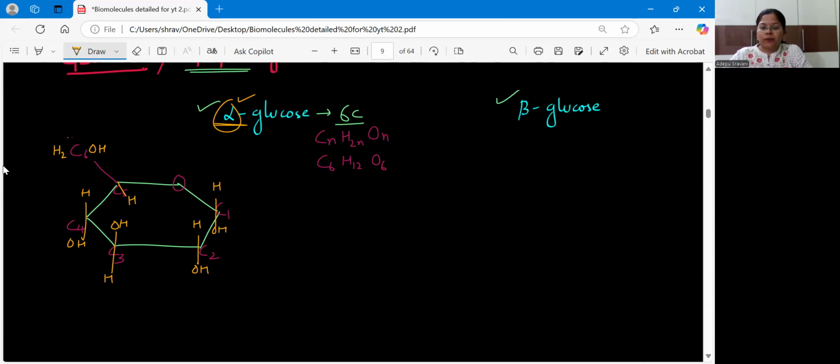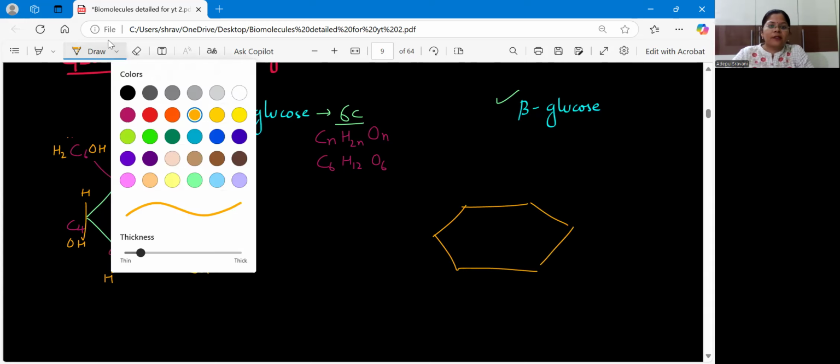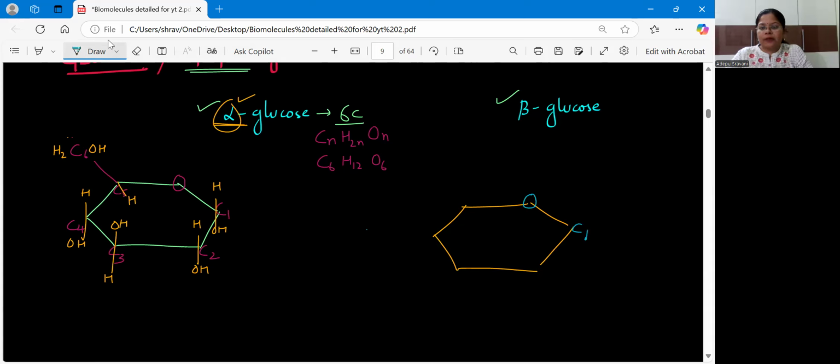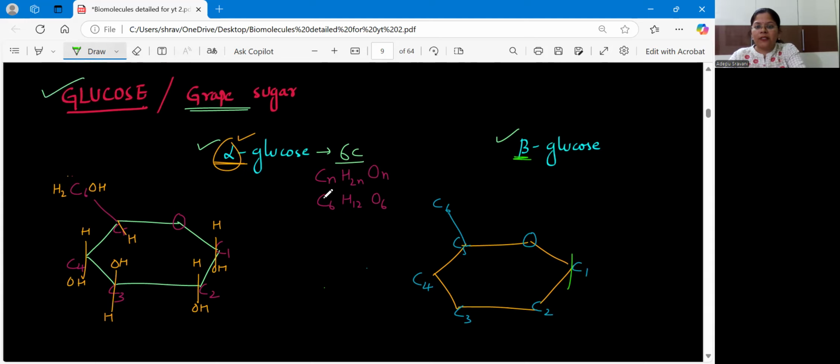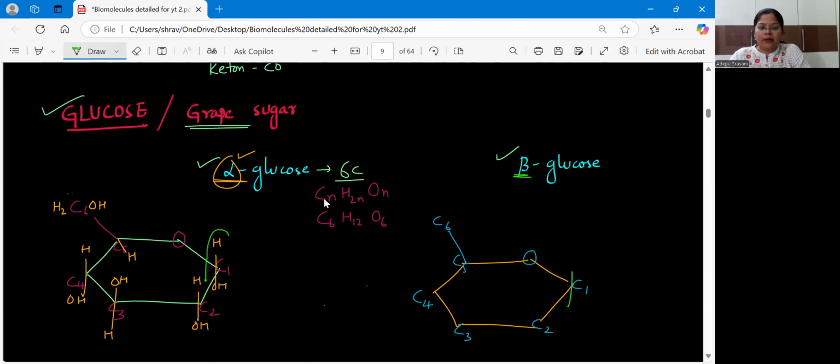Clear? If you talk about beta glucose, again, draw a hexagon. Since it has 6 carbons, start with oxygen. This side, C1, C2, C3, C4, C5, and the 6th carbon will be outside the ring. Again, fill the valencies. So here beta glucose, as I've told, alpha and beta differ at only C1. In alpha, H and OH are like this. In beta, OH will be above, H will be down. So this will be beta. Rest everything will be same.